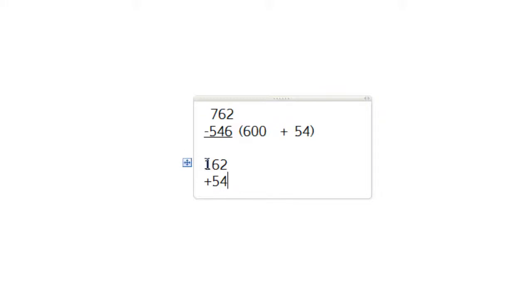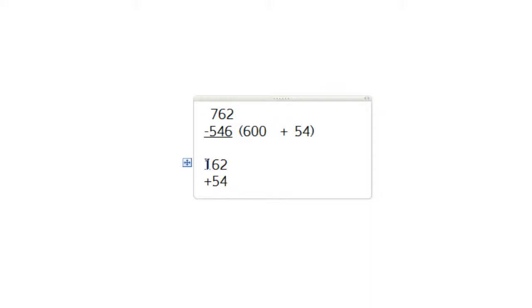I'll put my parentheses, so let's do that. Let's separate it. Okay, so now we have to find, this number has to make up to 9, so it's going to be plus 5, and this to make up to 10 is 4, so it's going to be 54. Okay, so what we have to do now is the process. We take away 600 from this 600, so that's 162. Okay, and then we have to add 54.